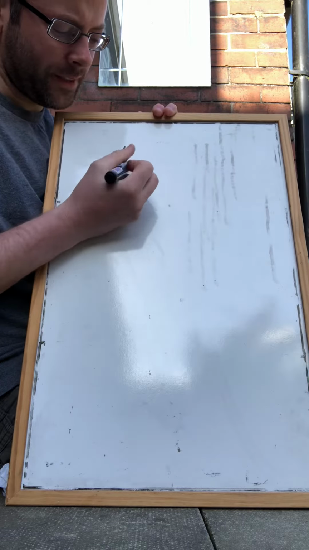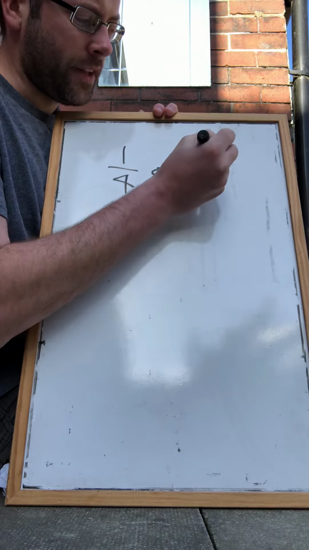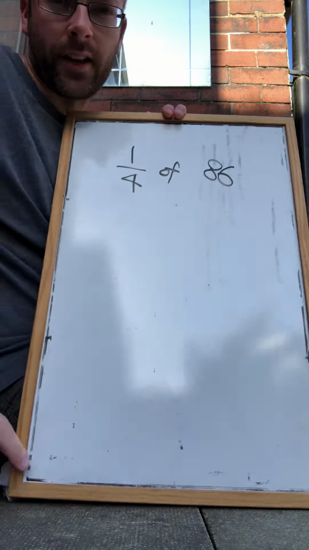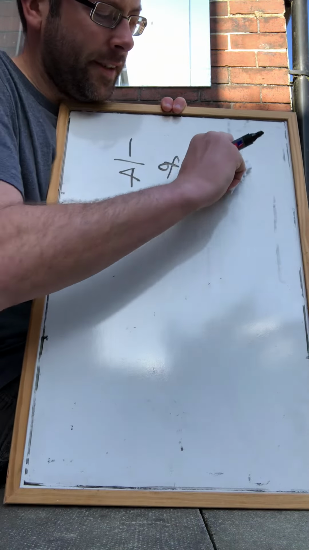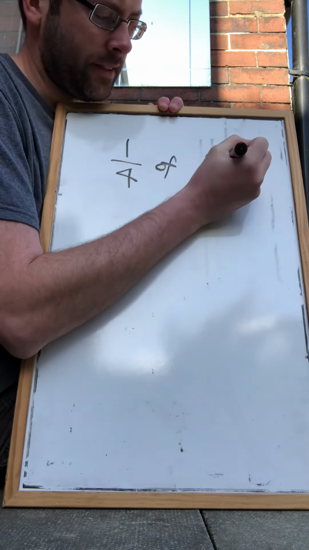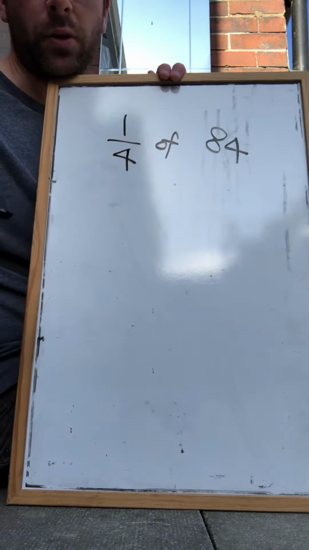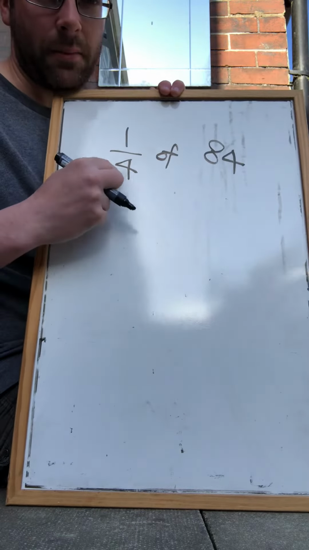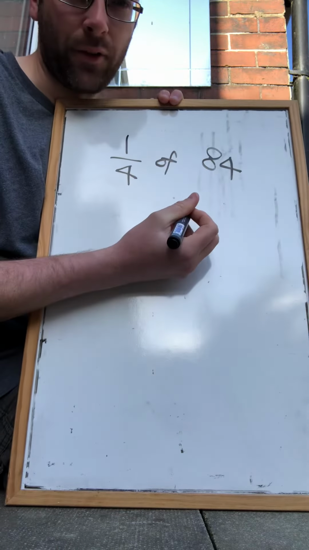Let's say we're finding something like a quarter of 86, say. Hang on, that's a rubbish idea. Let's do a quarter of 84. Okay. So, to find a quarter of something we divide it by this. So if we're finding a fraction, we divide it by the denominator. So we're dividing 84 by 4.